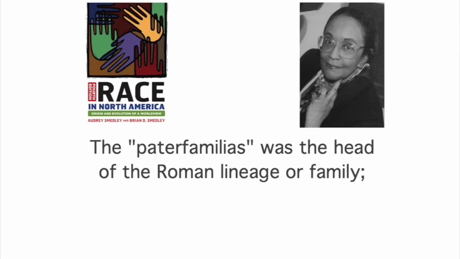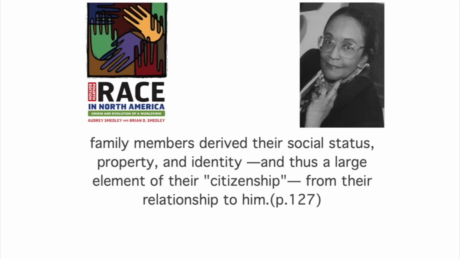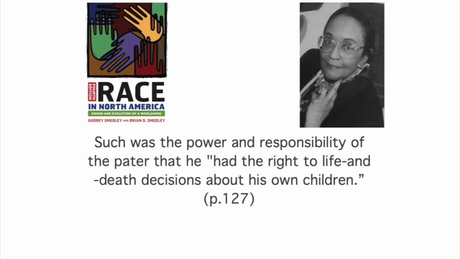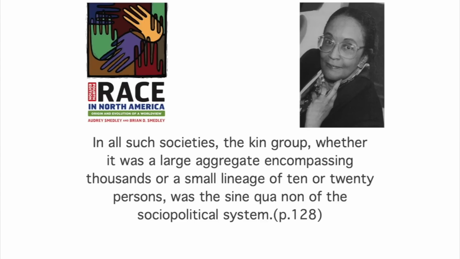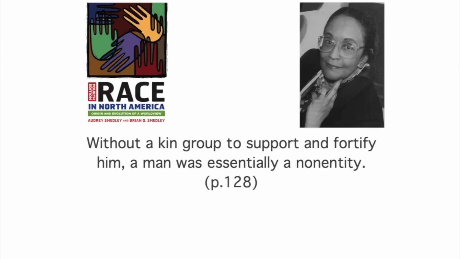But let's keep going. The paterfamilias was the head of the Roman lineage or family. Family members derived their social status, property, and identity, and thus a large element of their citizenship from their relationship to him. Such was the power and responsibility of the pater that he had the right to life and death decisions about his own children. In all such societies, the kin group, whether it was a large aggregate encompassing thousands or a small lineage of 10 or 20 persons, was the sine qua non, or the absolutely essential part of the socio-political system. Without a kin group to support and fortify him, a man was essentially a non-entity.